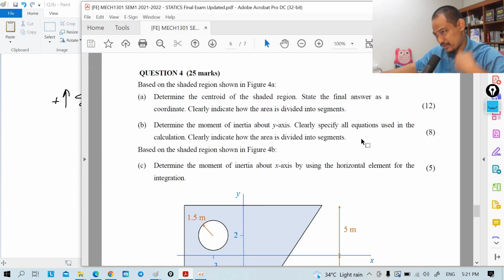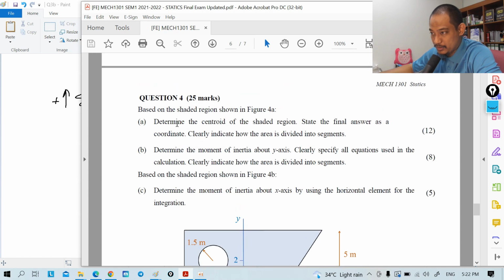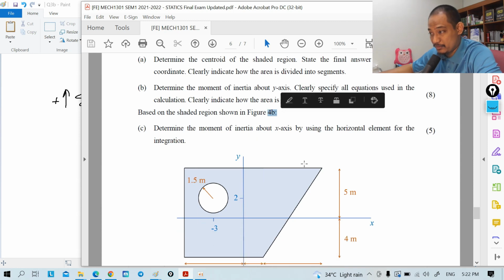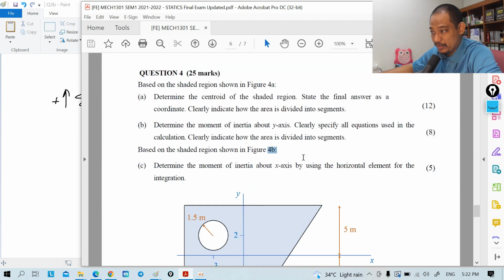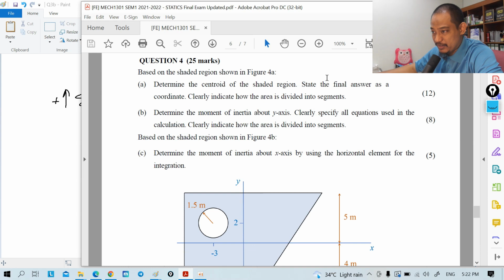So this question number 4 has 3 parts, A, B, and C, and is based on 2 diagrams here. Questions A and B are based on figure 4a, and this is based on figure 4b. Alright, so we go one by one. Let's take a look at this one first. Determine the centroid of the shaded region. What is the centroid of the shaded region? State the final answer as a coordinate. Clearly indicate how the area is divided into segments.